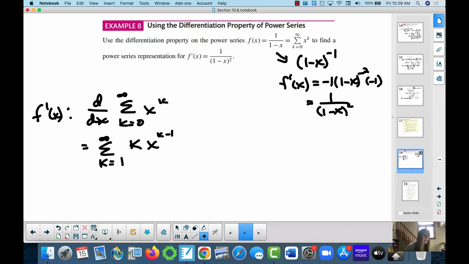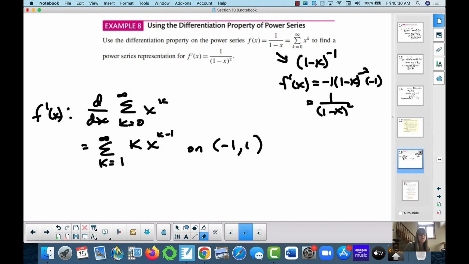And so the function 1 over 1 minus x quantity squared is represented by this series on the open interval -1 to 1. So that's an example of using the differentiation property of the power series. We knew the representation for the original function, so we could just take the derivative of that series to get the representation series for the derivative of that function.